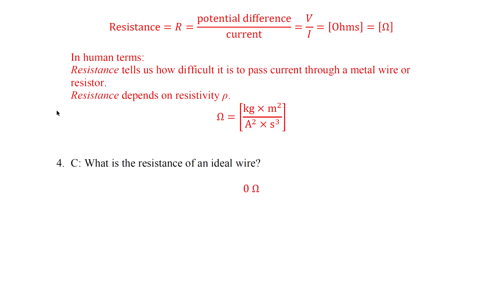Question 4. What is the resistance of an ideal wire? It's 0 ohms.